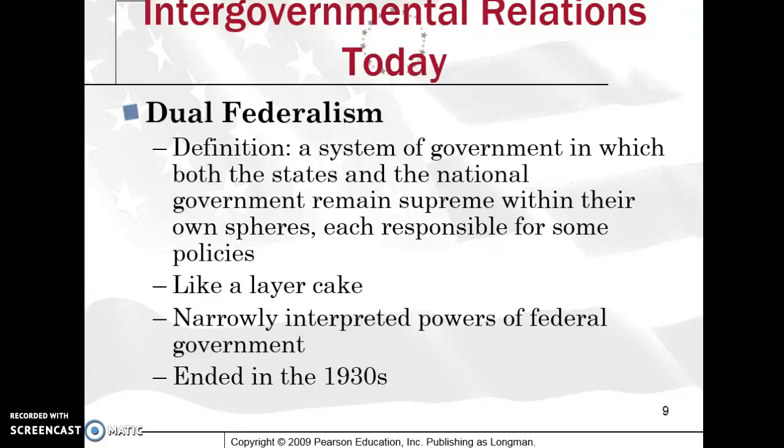States, on the other hand, could set educational, marriage, and driver's license requirements for the residents with zero interference from the federal government. In the early days of the United States, the federal and state governments operated mostly independent from one another, like a layer cake, where there is clear separation of powers between the various levels of government. This system of dual federalism ended in the 1930s once the New Deal programs began to blend the power and authority of the governmental levels.